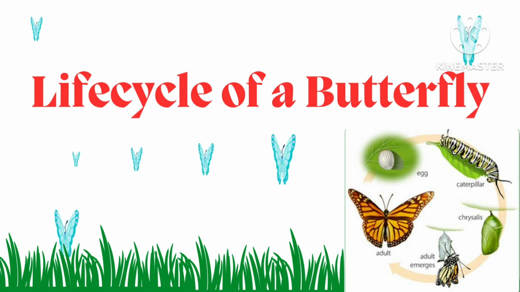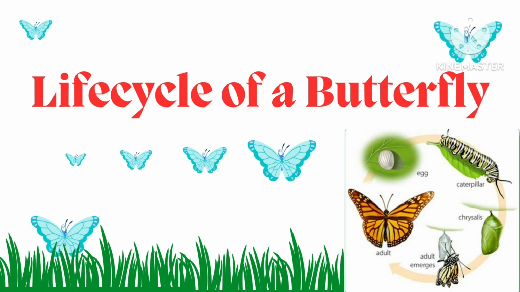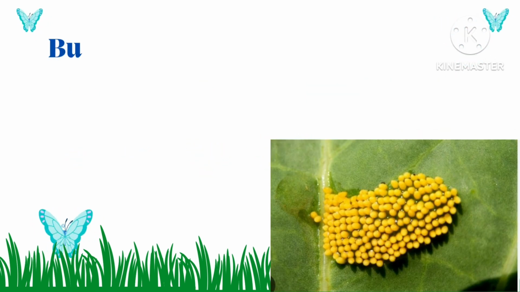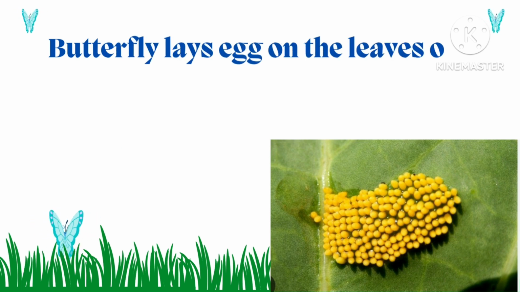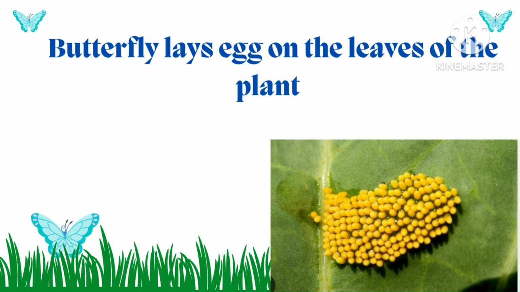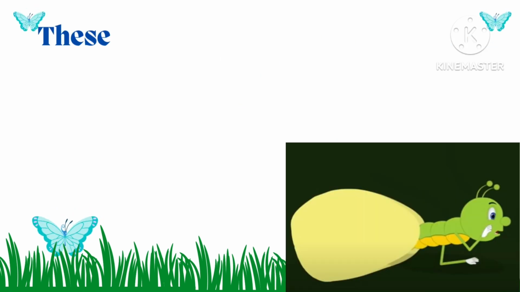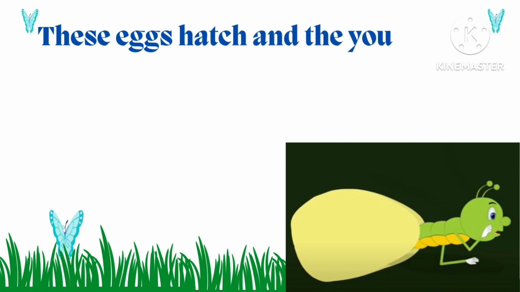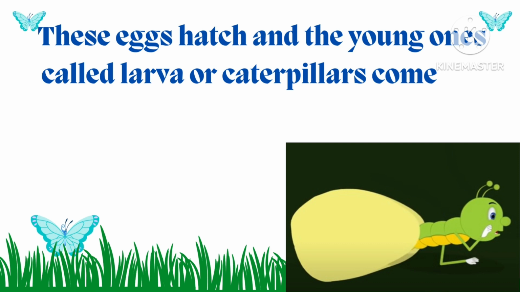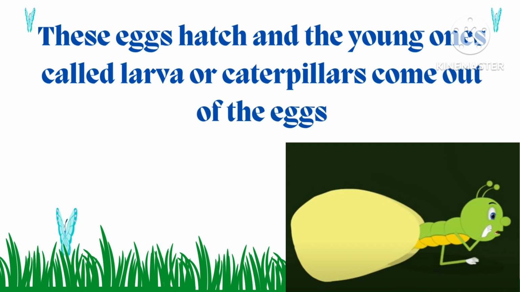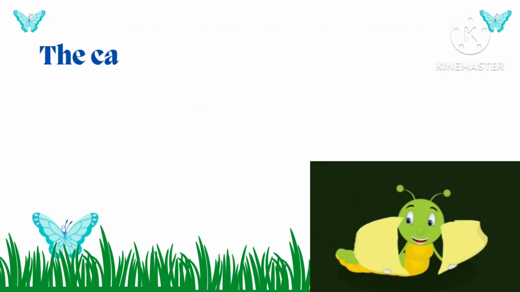Let's learn about the life cycle of a butterfly. Butterfly lays eggs on the leaves of the plant. These eggs hatch and the young ones called larvae or caterpillar come out of the eggs.